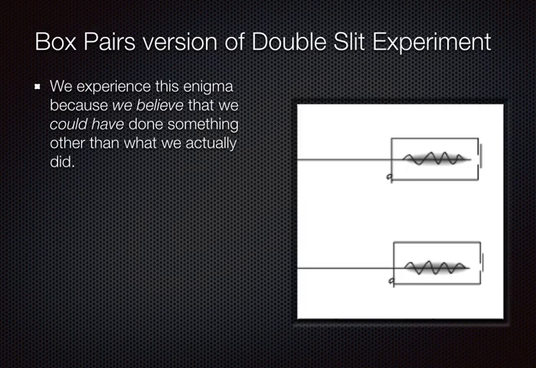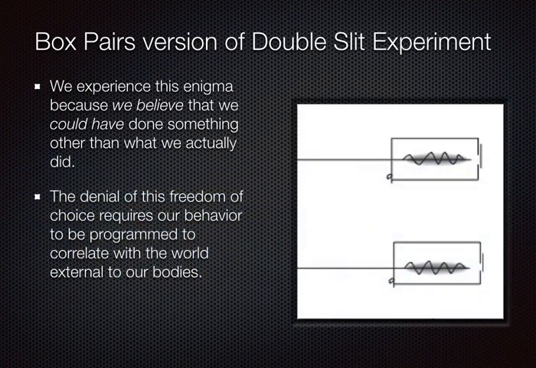Free will. So we reject that because we're like, no, but I could have, I opened both, right? And it's spread out. But I also say like, well, I could have just opened one. I made the choice at that second which thing I wanted to do. And depending on what you do, that's what happens. So did what happens happen because you chose it, or did what you choose because it happened? It's whatever. So the denial of this freedom of choice requires our behavior to be programmed to correlate with the world external to our bodies.